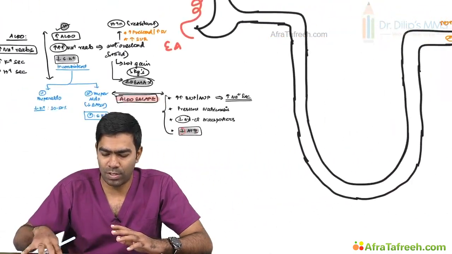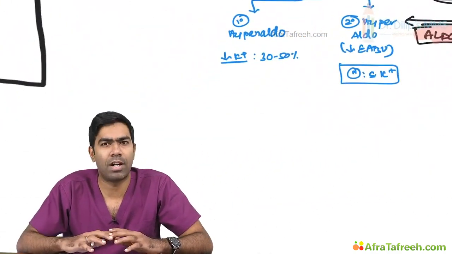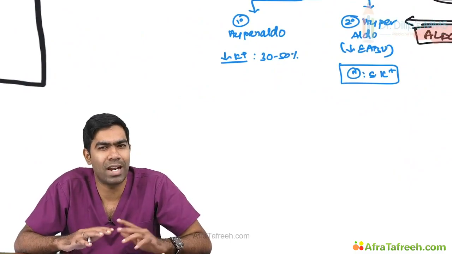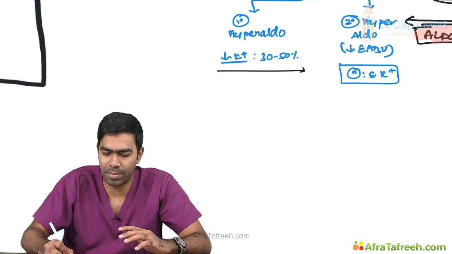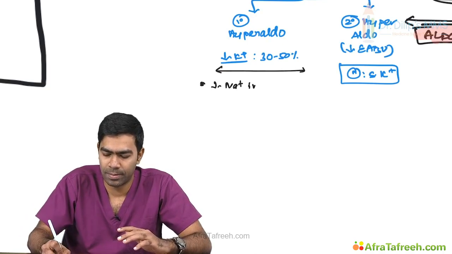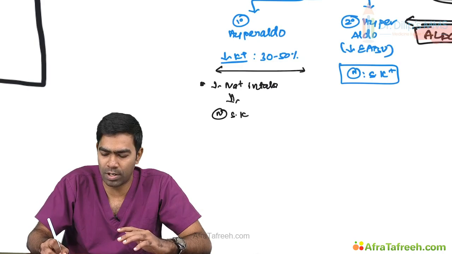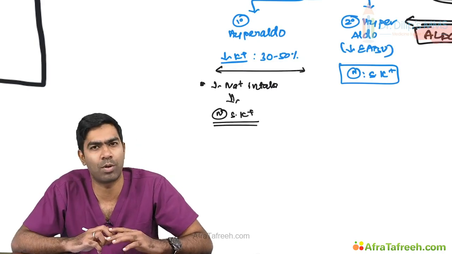So the majority of these patients with primary hyperaldosteronism, due to unknown reasons, might regulate their salt intake. And a patient who has low salt intake usually tends to have normokalemia only, and does not tend to have hypokalemia.